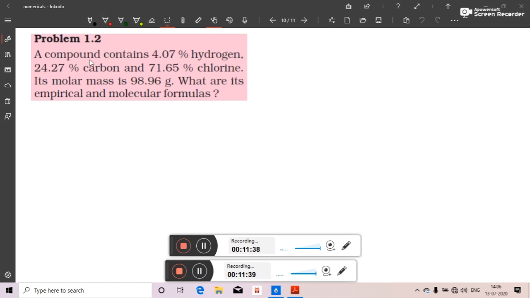A compound contains 4.07% hydrogen, 24.27% carbon and 71.65% chlorine. Its molar mass is 98.96 gram. What are its empirical and molecular formulas?